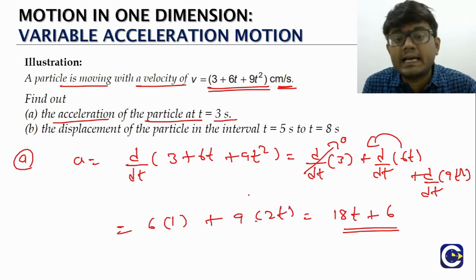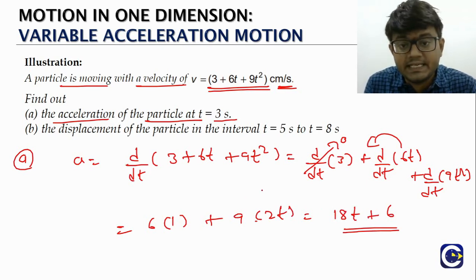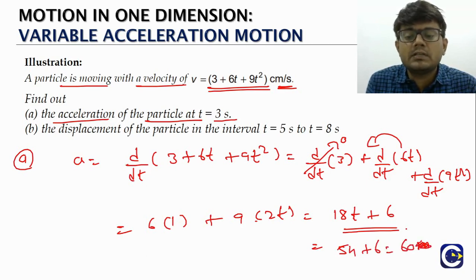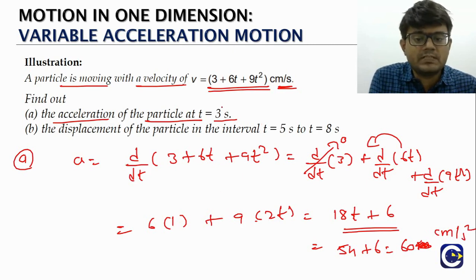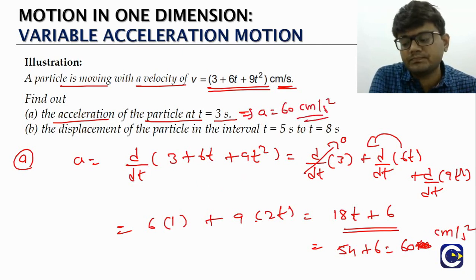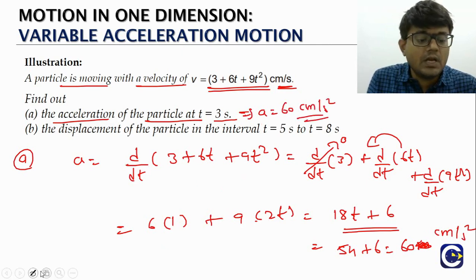They are asking us what is the acceleration at t is equal to 3 seconds, right? Means put t is equal to 3. If you put t is equal to 3 here, what we'll get? 18 3s are 54 plus 6, that is 60. The unit is going to be what? Since the velocity is in centimeter per second and time is taken in terms of seconds, it will be centimeter per second square. So first part, acceleration will be equal to 60 centimeter per second square. That is the first part. Now we have the second part.